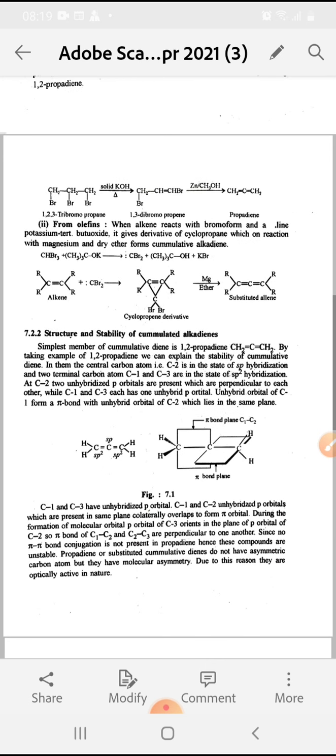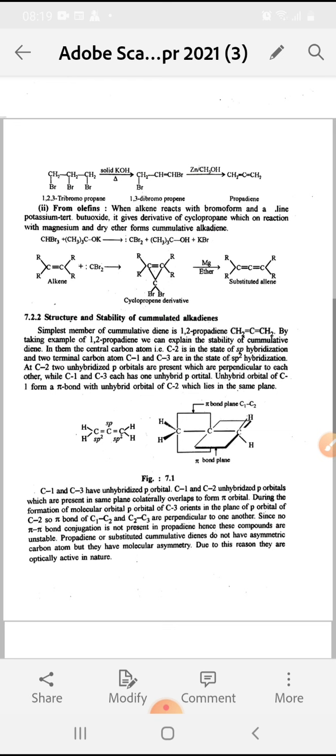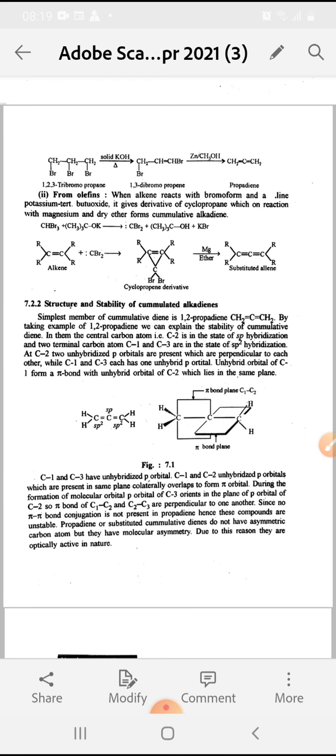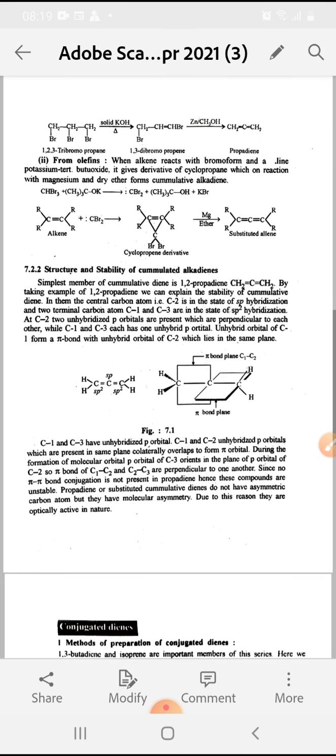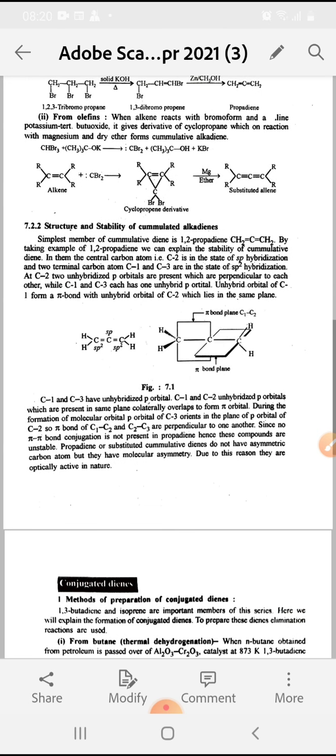So here we see that alkene reacts with CBr2, forms a cyclopropane derivative, and in the presence of magnesium and ether forms a substituted diene. Now we come to the structure and stability of cumulated alkadienes.